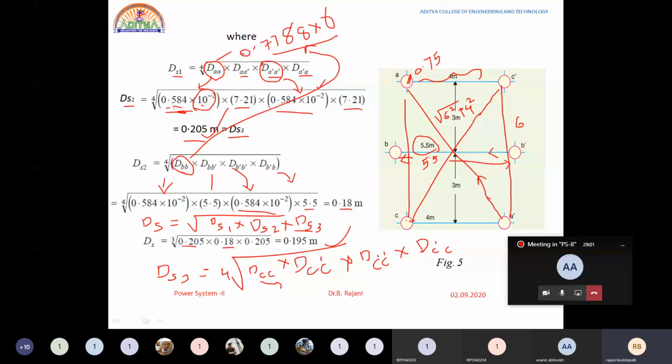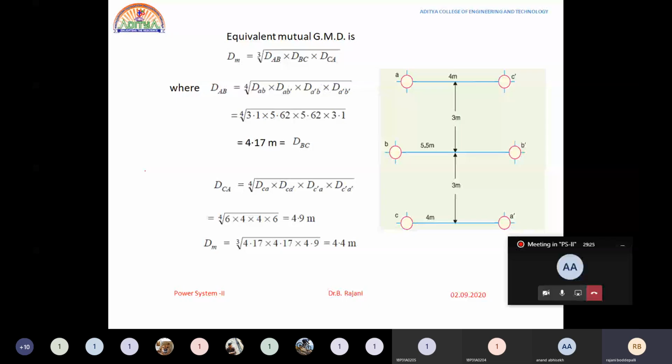This is according to the data they had given. This is the given diagram for the problem, so according to the given data we have found DS1, DS2, DS3 and got the value as 0.195 meters. For every problem we need to find the self GMD and mutual GMD. Why? Because the formula is 2 into 10 to the power of minus 7 ln Dm by Ds, in order to find the inductance. So our job is over in finding the self GMD.